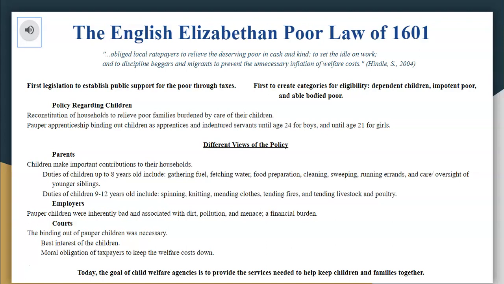The policy regarding children of the poor was the most controversial. It called for the removal of children from their families to relieve them of the burden. It was determined that binding out children would not only reduce the hardship of their families, it would also decrease the amount of financial support paid to each poor family. And it would redistribute the burden of the cost of the children to more prosperous households.